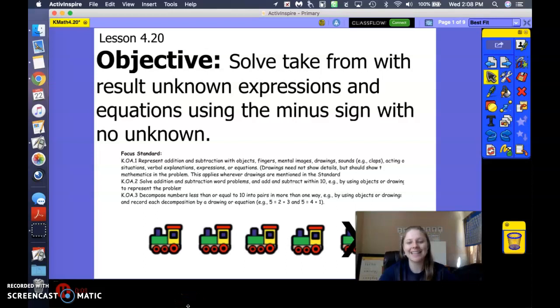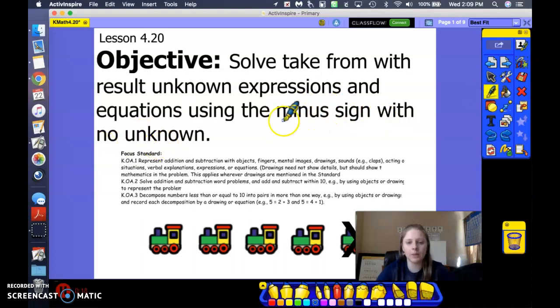Hi friends, today we're going to do Module 4, Lesson 20. Today our objective is to solve take from, with result unknown expressions and equations using the minus sign with no unknown. So again, I've noticed these words, minus and take away, when we've got some X's on our pictures, and figuring out how many we have left.